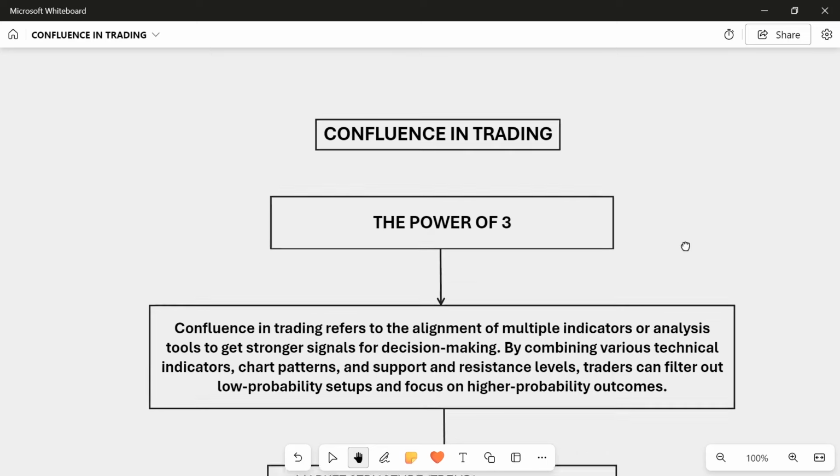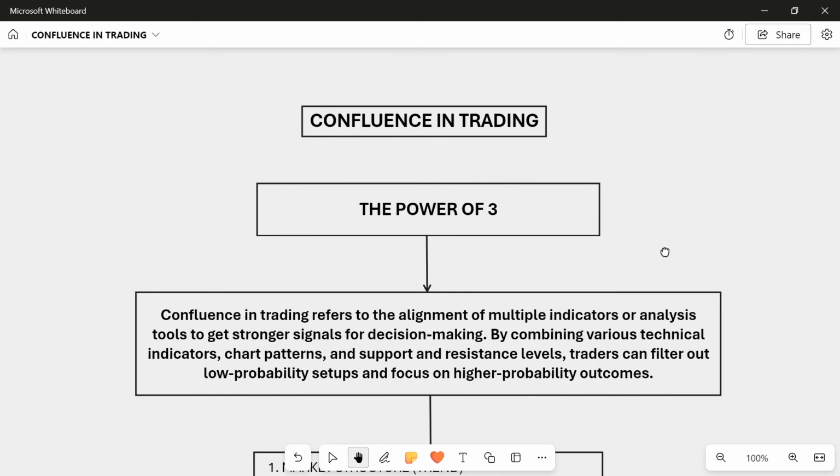There's something I call the power of three. But before we go into that, let's have a brief understanding of what Confluence is. Confluence in trading refers to the alignment of multiple indicators or analysis tools to get stronger signals for decision making. Do you understand what I mean? It means you're bringing one or two or three or four things together to give you a stronger signal to make trading decisions.